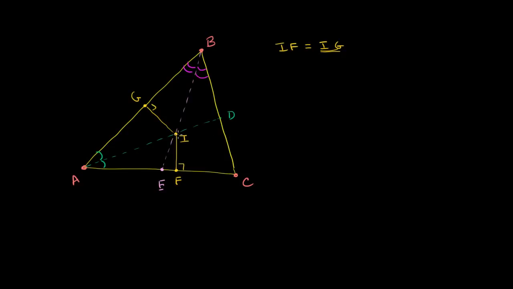So if I drop another perpendicular right over here, and let's call this point H, I haven't used H yet, this distance must be the same as this distance because I sits on this bisector. So IG must be equal to IH. But IF is also equal to IG, so if IF is equal to IG is equal to IH, we also know that IF is equal to IH. Pretty much common sense. If this is equal to that, and that is equal to that, then these two have to be equal to each other.